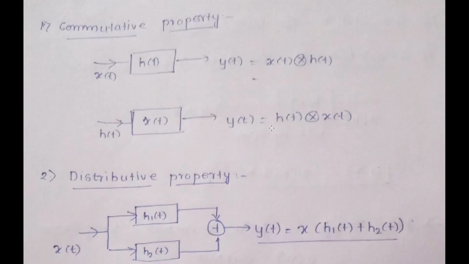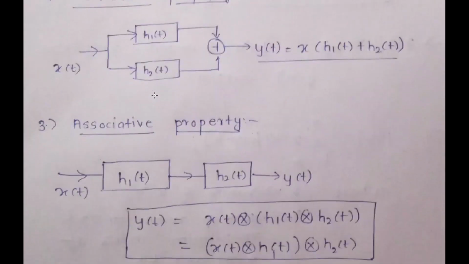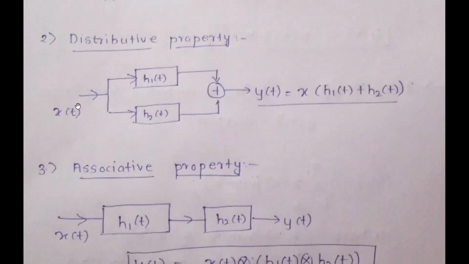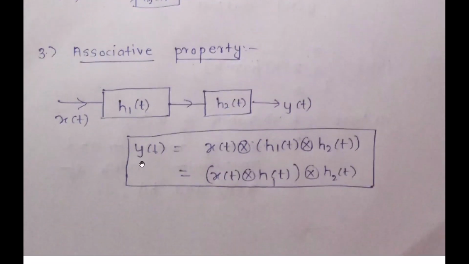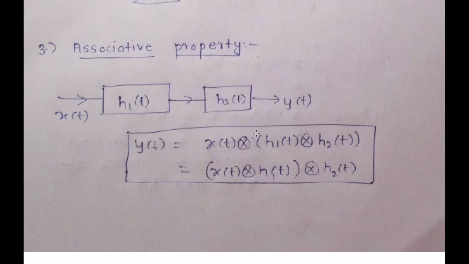The commutative property says either way works, x of t convolved with h of t or h of t convolved with x of t; any of them will work if it follows the commutative property. Then the distributive property says x of t is convolved with h1 of t plus h2 of t. And the associative property says y of t is equal to x of t convolved with h1 of t convolved with h2 of t. So either do the convolution of h1 of t and h2 of t and then with x of t, or do the convolution of x of t with h1 of t and then convolve with h2 of t. So that is very important.